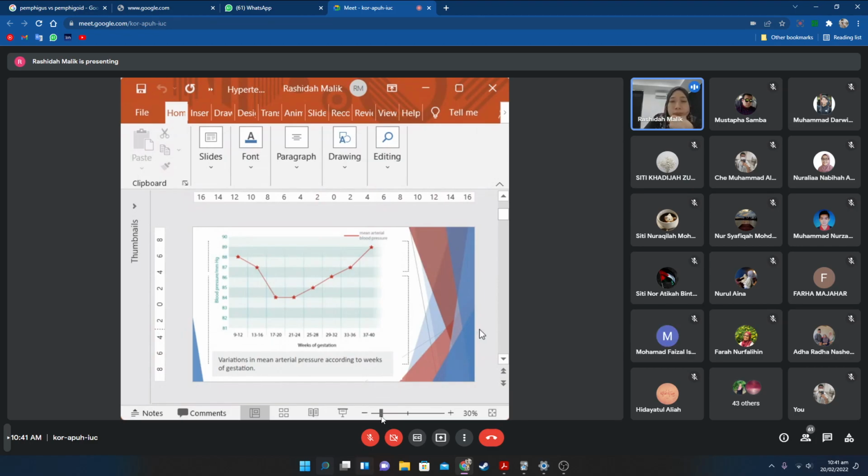Okay, so we'll proceed. The pattern, as I mentioned, goes down from the first trimester and plateaus at the second trimester, and then it goes up again in the third trimester. These are physiological changes.